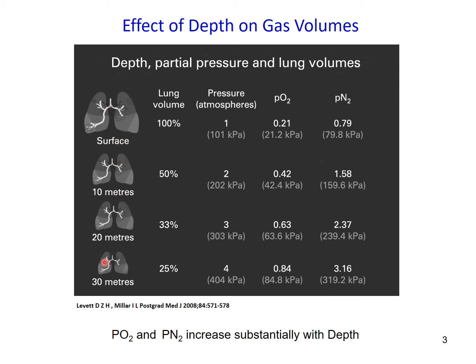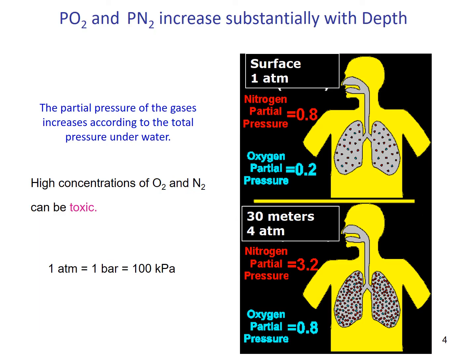You learn this in physics. It is your P1 V1 equals P2 V2. As the overall pressure increases, so do the partial pressures of the component gases. That includes PO2 and PN2 and all other gases as well. In summary, PO2 and PN2 increase substantially with depth. But so what? Well, you get a higher concentration of oxygen and nitrogen, and they can be toxic.